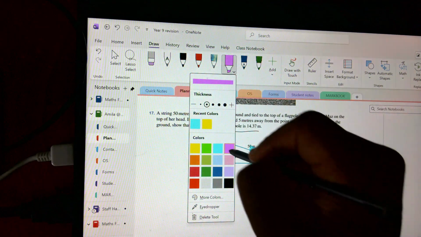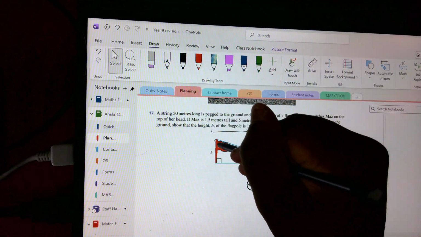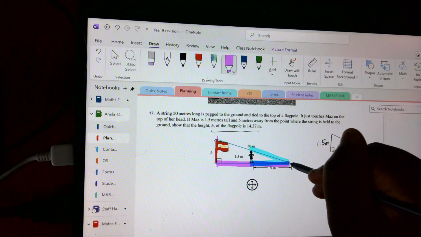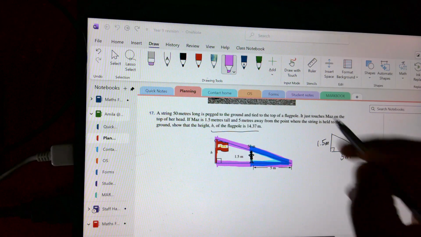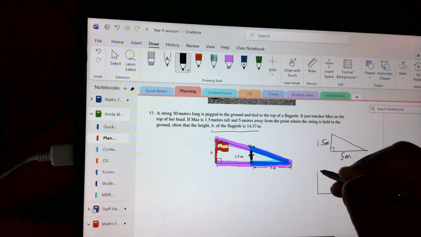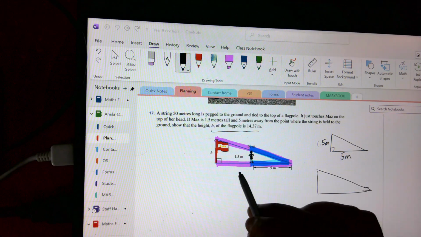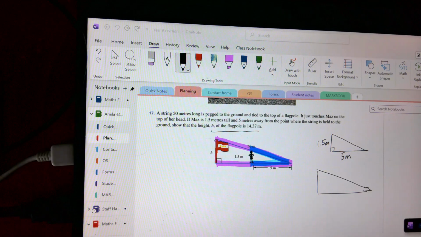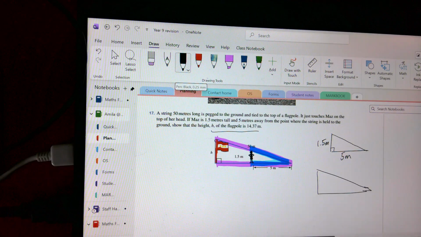Let's do that in purple because purple's a cool color. I'm going to take that. Ooh, that was cool. Did not think that would happen. And then we know this distance. We know that h in the question is 14.37.